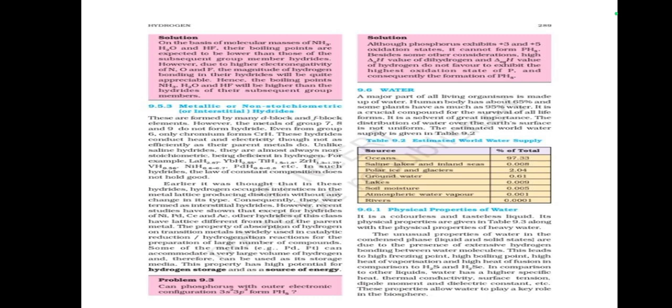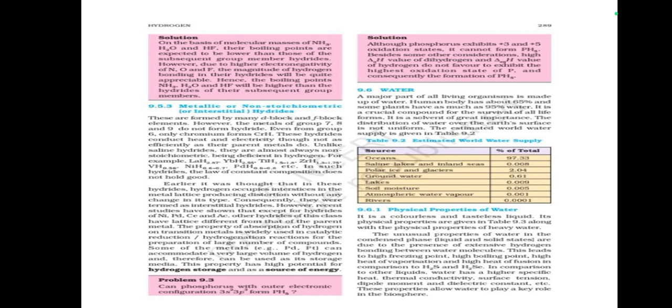Metallic or non-stoichiometric hydrides. These are formed by many d-block and f-block elements. However, the metals of groups 7, 8, and 9 do not form hydrides. Even from group 6, only chromium forms CrH. These hydrides conduct heat and electricity though not as efficiently as their parent metals do.